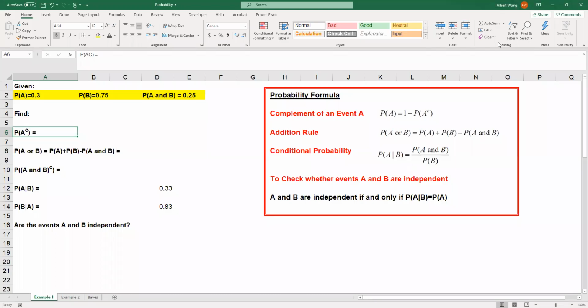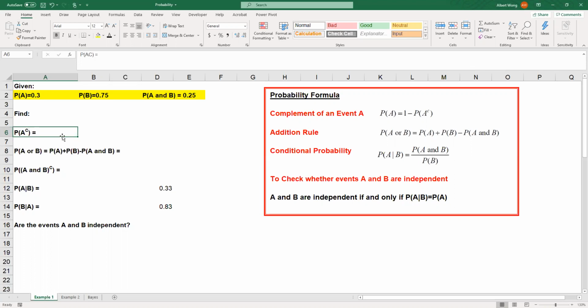In this video, we're going to show you how to calculate probabilities using a number of examples. Here we go. The first example is a simple case where the probability of two events A and B are given. Also, the probability of A and B, the joint event A and B, is also given. If these three probabilities are given, then we should be able to calculate the following probabilities.